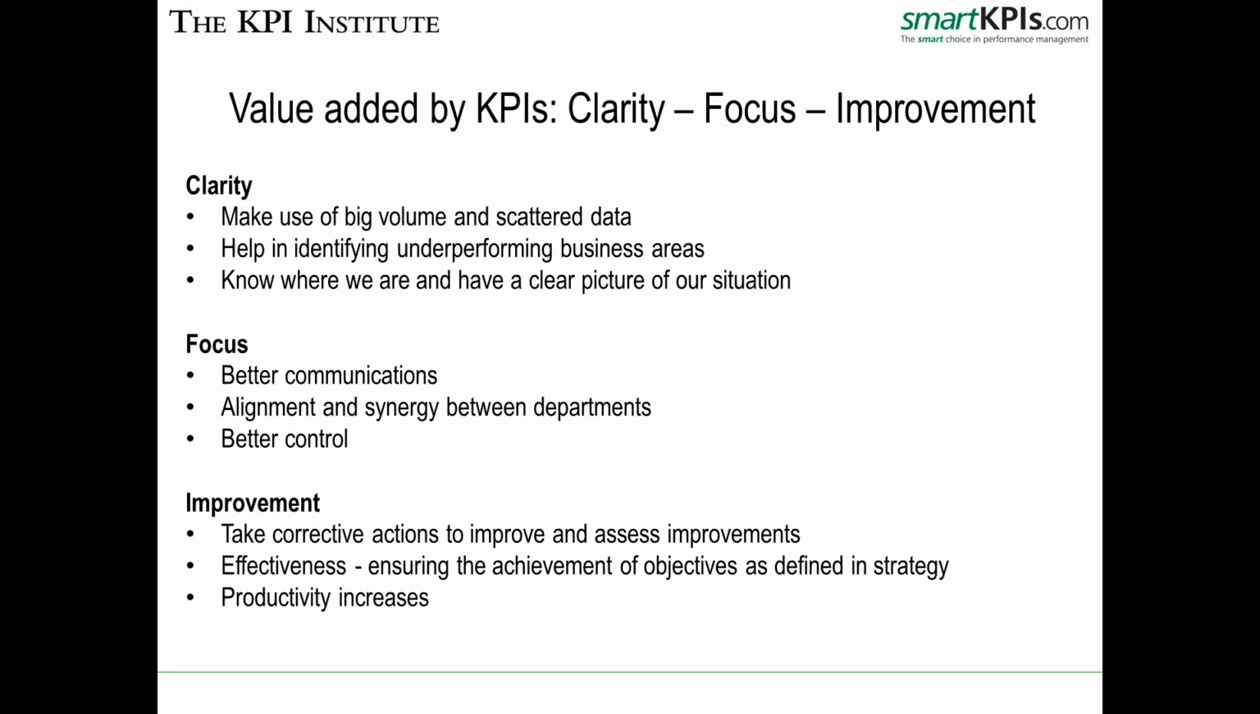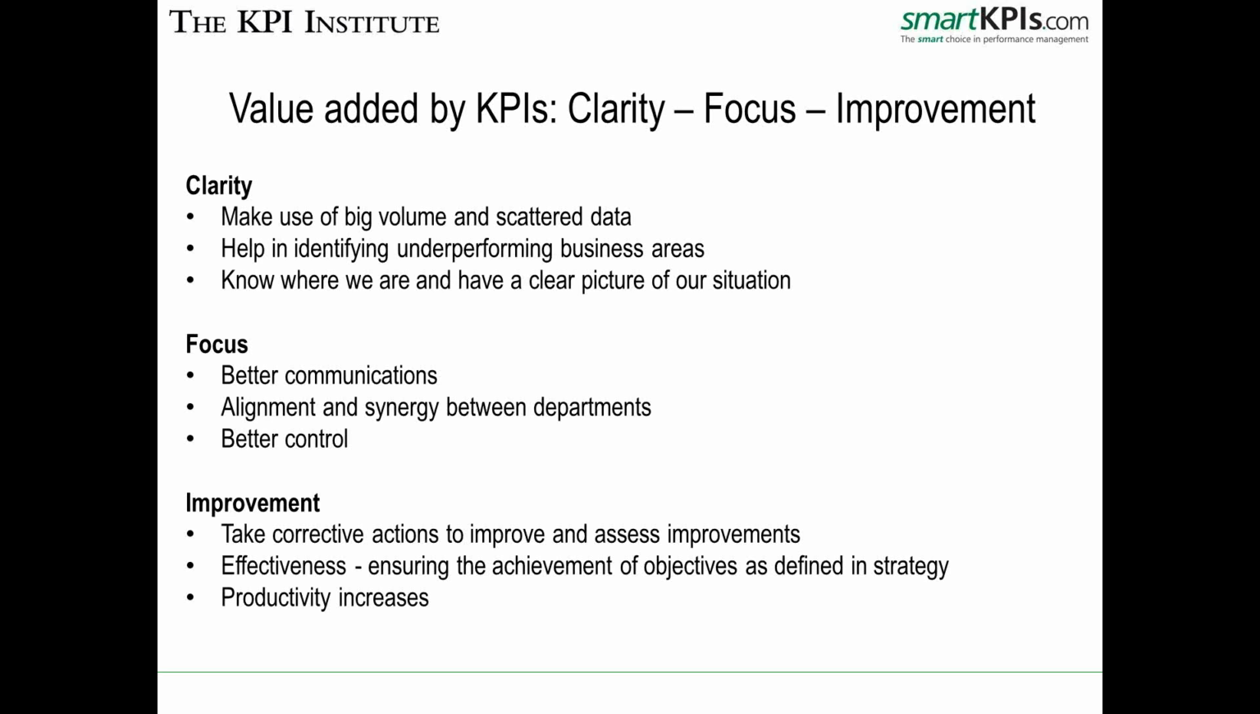So clarity is all about getting the big picture, processing the data, making sense of this data. And KPIs help us in identifying which bits of the data are the most relevant for decision making and for illustrating the progress we are making in achieving our strategic plans. KPIs are also useful in identifying underperforming business areas, and also they help us with getting a clear picture of our situation.